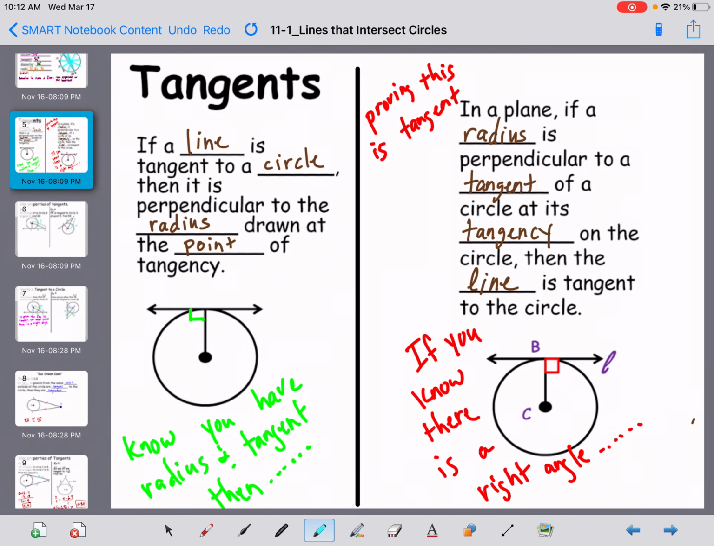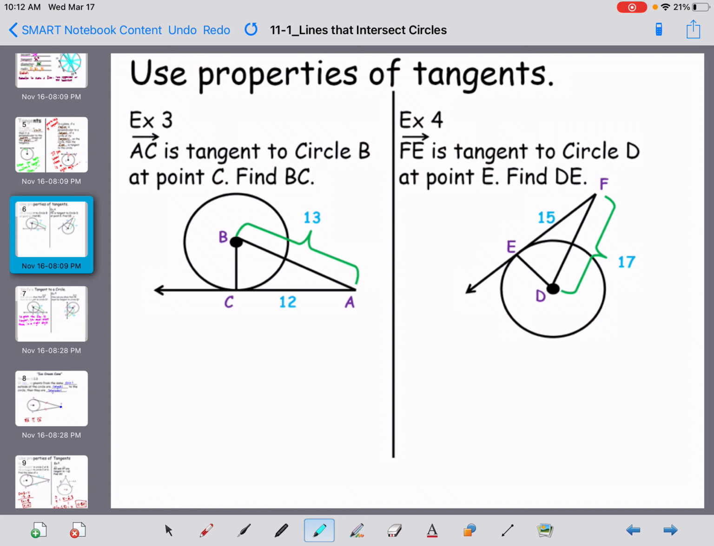The reason it's so important is because we can use that property to figure out some missing parts of our circle. So in example 3, AC is tangent to circle B at point C. That means I've got a right angle. Wow, it looks like I've got a triangle, a triangle with a right angle. That means I can use the Pythagorean theorem.